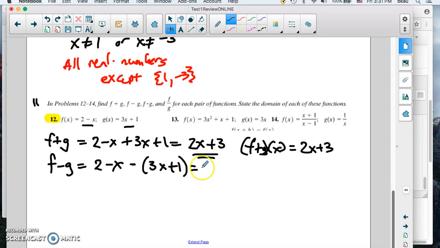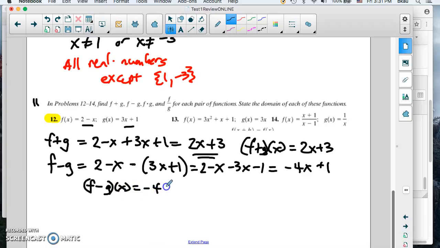So when you do this, you change the signs on the second part. So you have a minus 3x minus 1. You combine those together, like terms, you're going to get negative 4x plus 1, and that's going to be your f minus g function of x, negative 4x plus 1. Its domain is all real numbers as well.